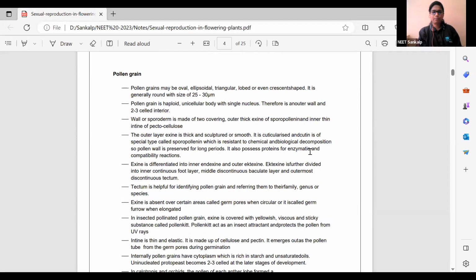Netravati, can you read pollen grains? Are you here, Netravati? Can you read pollen grains?